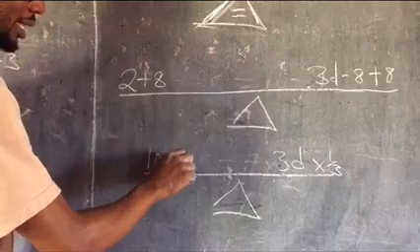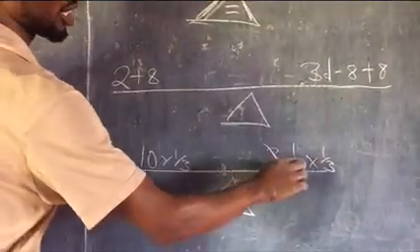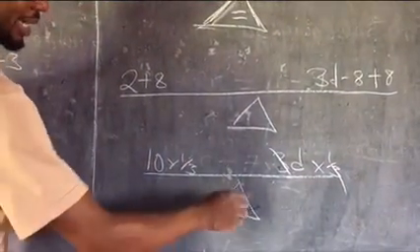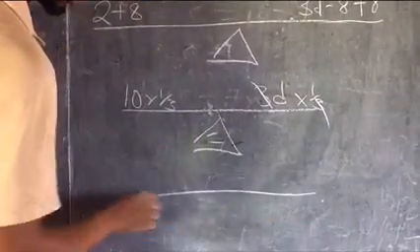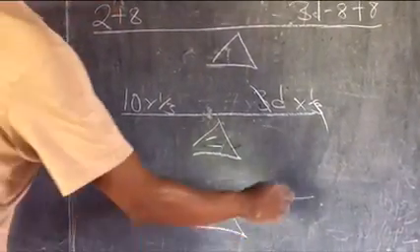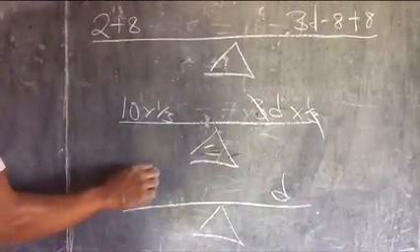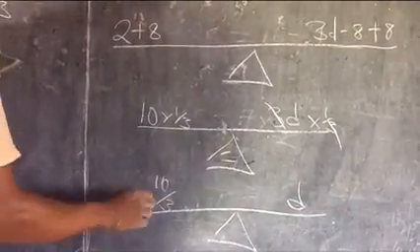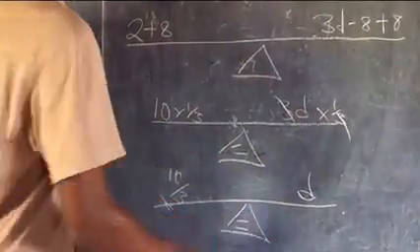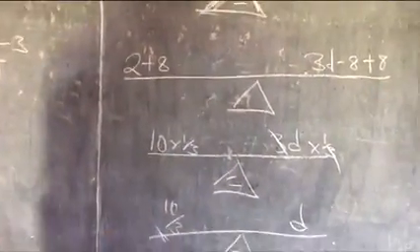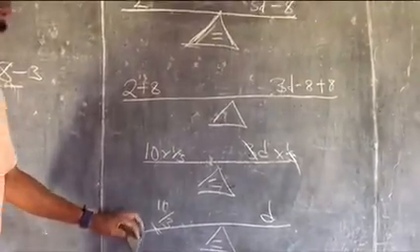This one too, I will cancel by 1 over 3. So this 3 will cancel this 3. So my d will be what now? My d will be 10 over 3. So we have finished the answer for this one. I hope it's clear, huh?